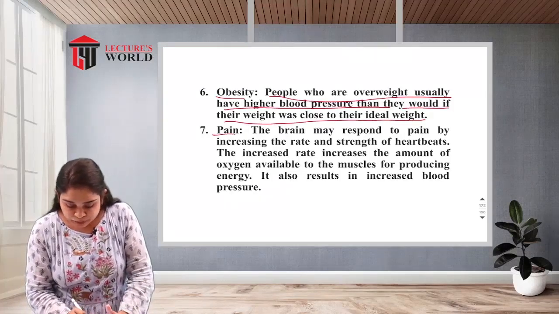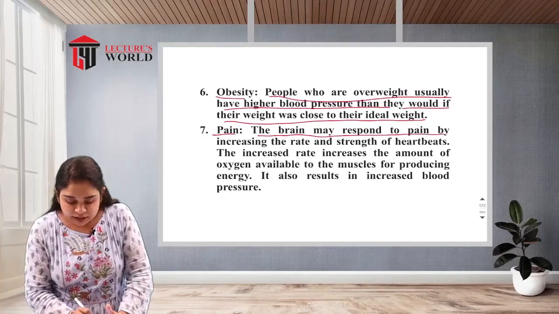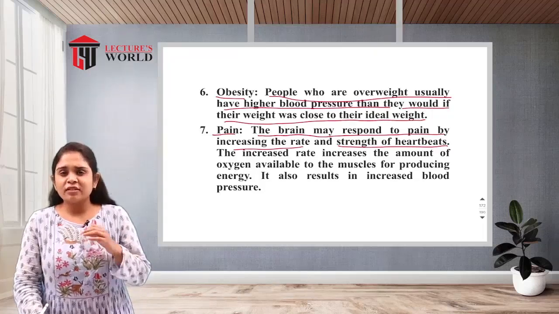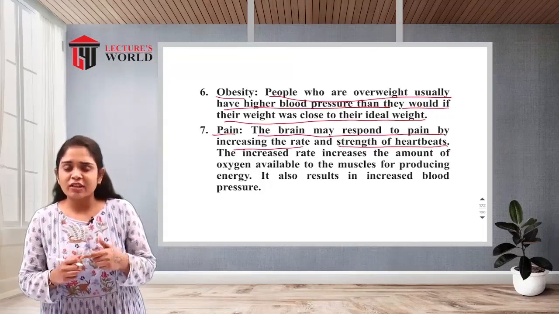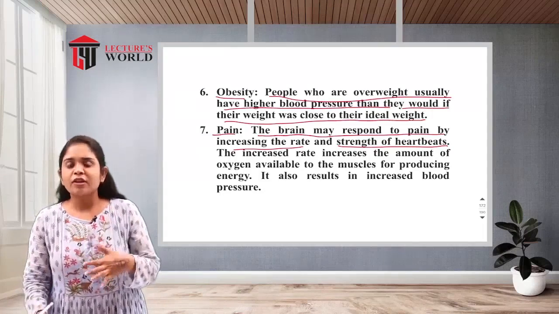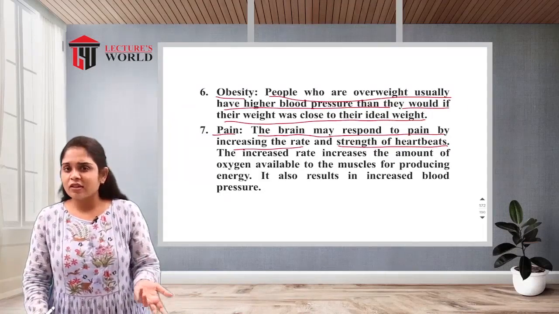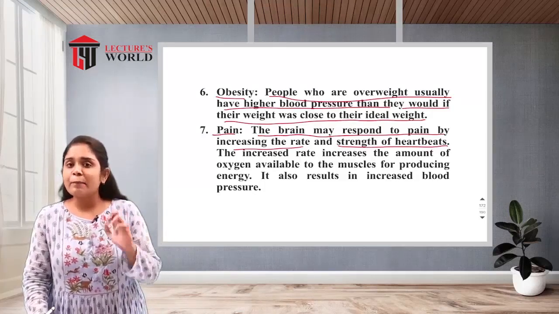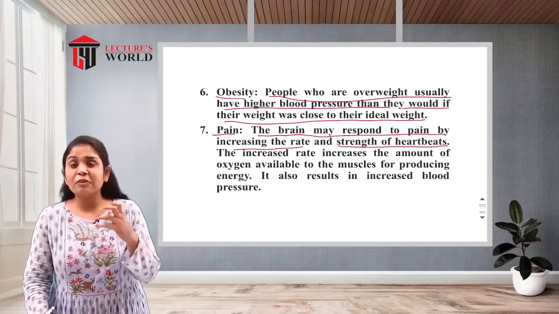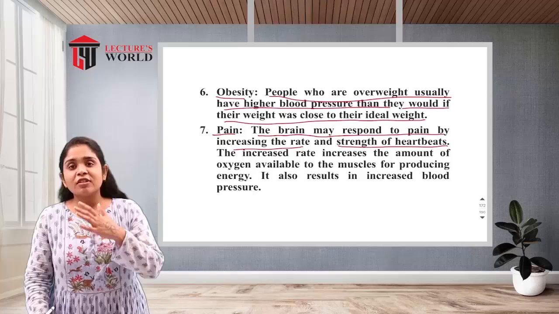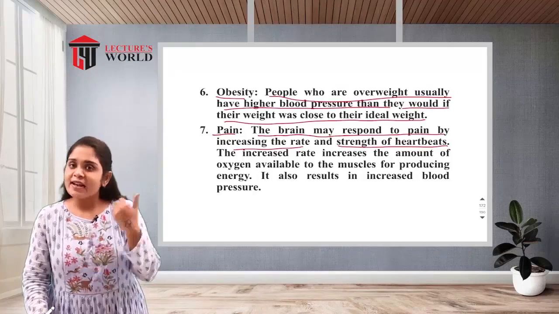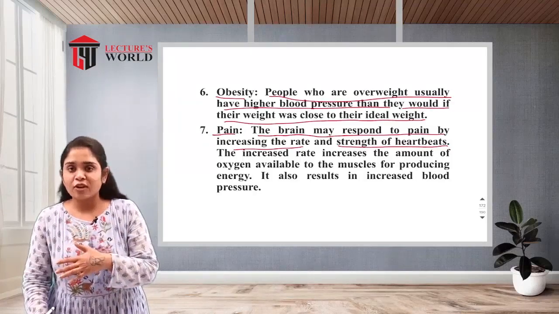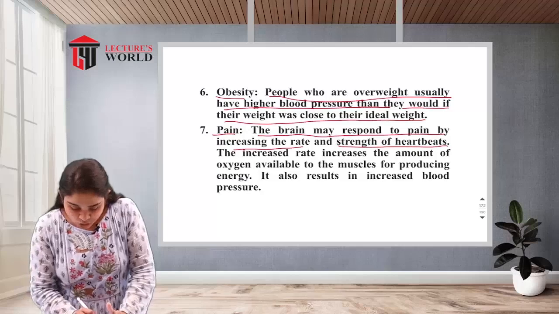Then after that, pain. The brain may respond to the pain by increasing the rate and strength of the heartbeat. If we have pain somewhere, or sometimes we have a cut, or we have got bruises, or we have some accident, at that time we will have pain. So what happens, the brain will send impulses to the heart, and the heart will pump more. So eventually the heart rate is going to increase. As we have seen earlier, if the heart rate is increased, then the blood pressure is also going to increase.